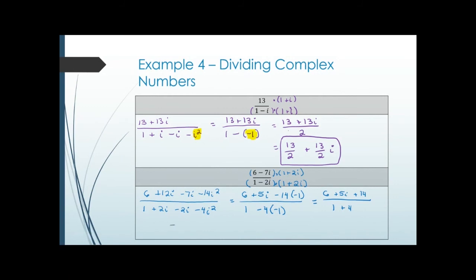So I'm going to just kind of move down to the left on the bottom. 6 plus 14 is 20, so that's 20 plus 5i. And then we have 5 in the denominator. And so then we split it up. 20 over 5 plus 5i over 5, which reduces to 4 plus i.